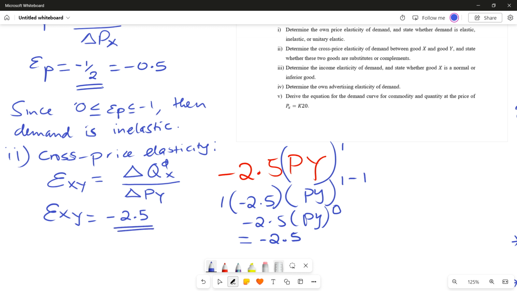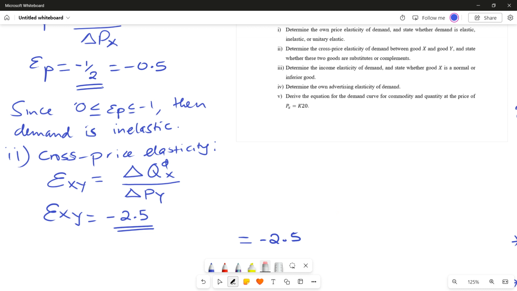Now remember that with cross price elasticity, we are trying to understand, in this case, the impact of a change in the price of Y on quantity demanded of X. If there's an increase in the price of Y, how is this going to affect the demand for X? In this case, an increase in the price of Y is actually going to reduce the demand for X, because this is what we are seeing. The fact that our answer is negative is telling us that these two goods are complements.